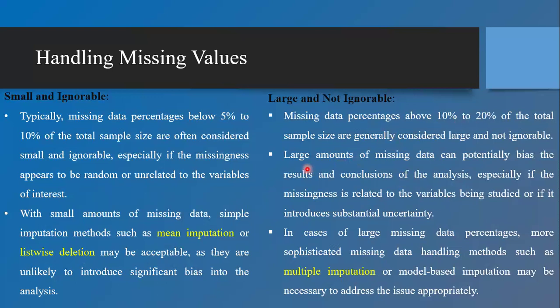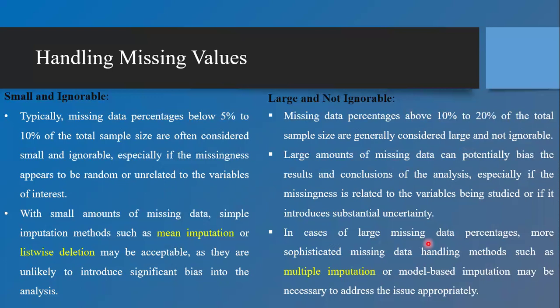In that case, a large amount of missing data can potentially bias the results and conclusion of the analysis, especially if the missingness is related to the variable being studied, or if it introduces substantial uncertainty. So always remember, if your missing data is showing more than 10%, it means they can influence your conclusion, your interpretation, your validity of the result. So you need to understand that missing values should not be more than 10%. It should be less than 10%.